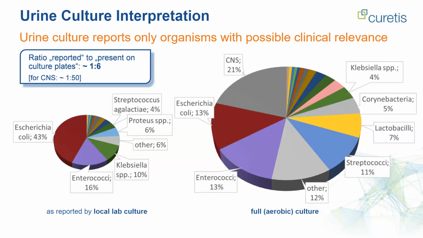One extreme example are the coagulase negative staphylococci, CNS. They are actually encountered in urine samples quite frequently, but only 1 case of 50 or so makes its way actually to a micro report.